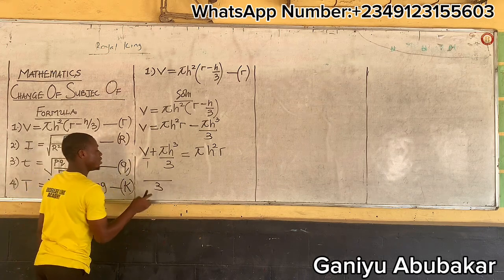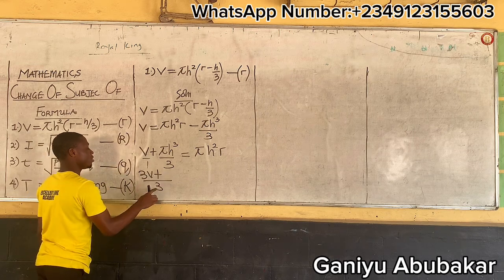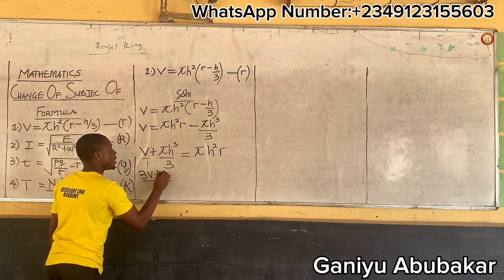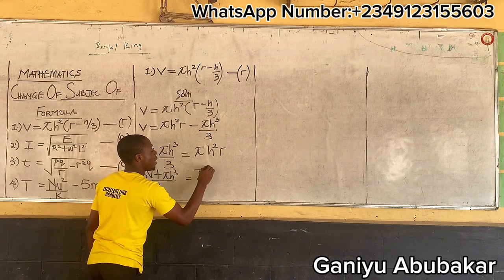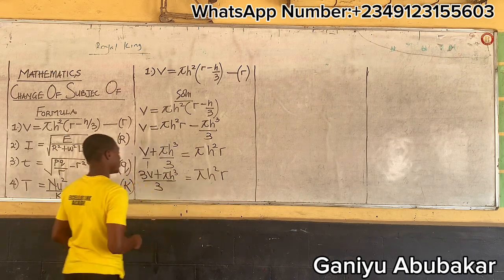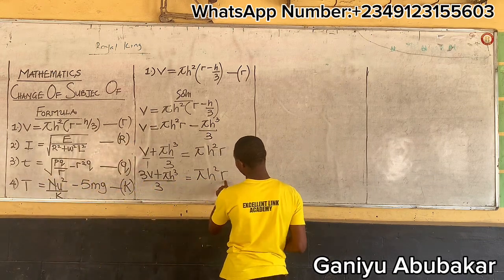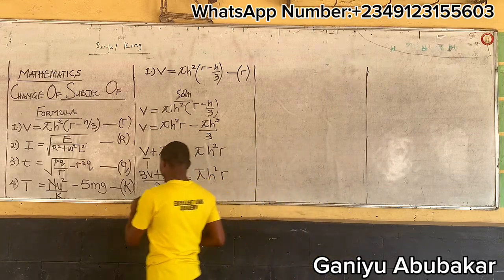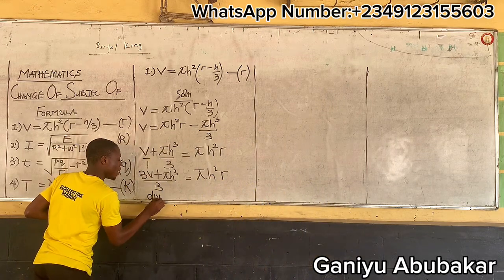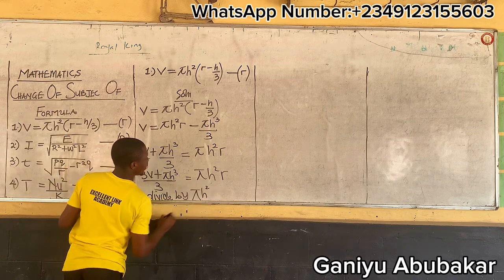The LCM here is 3. 3 times V is 3V, plus pi h cubed, equal to pi h squared r. Now I want to make r stand alone, so I'll divide through by pi h squared.